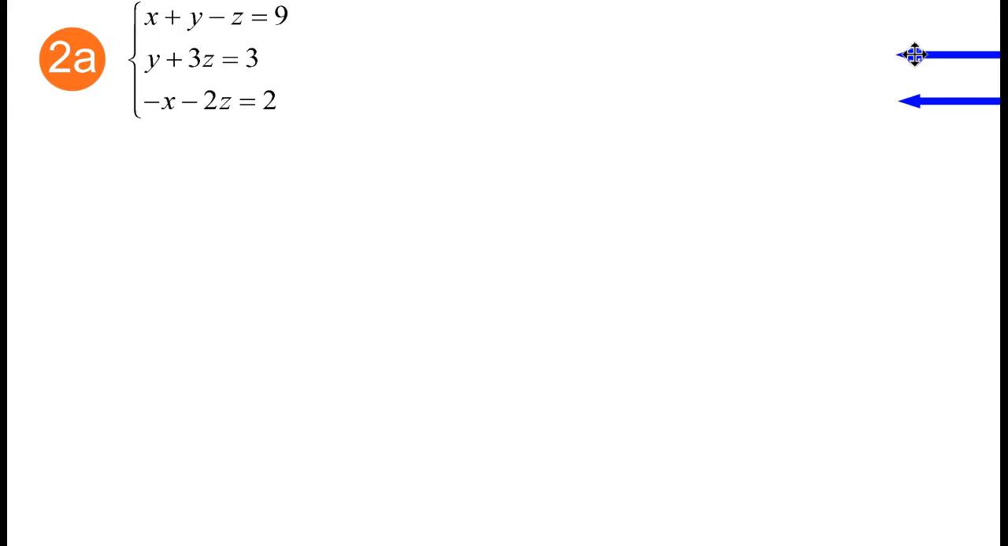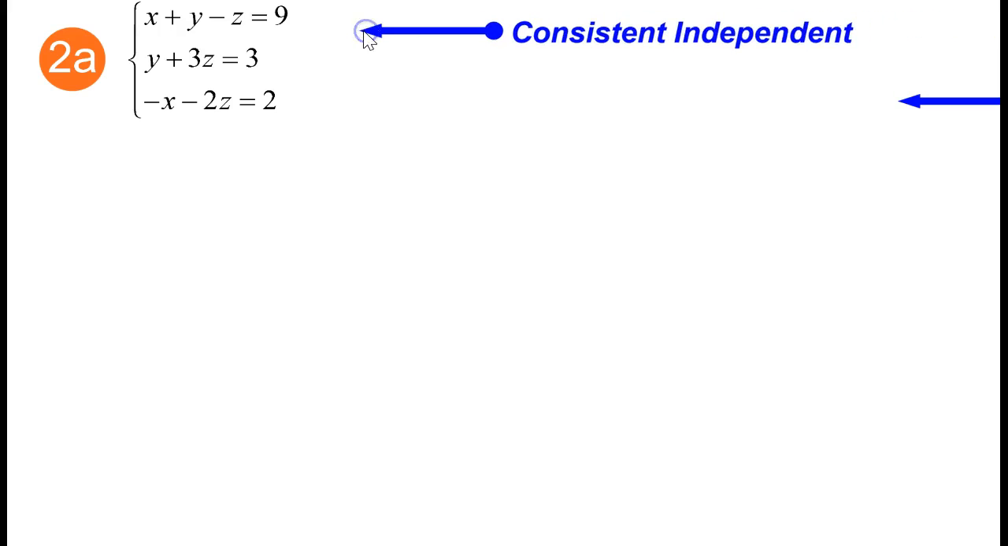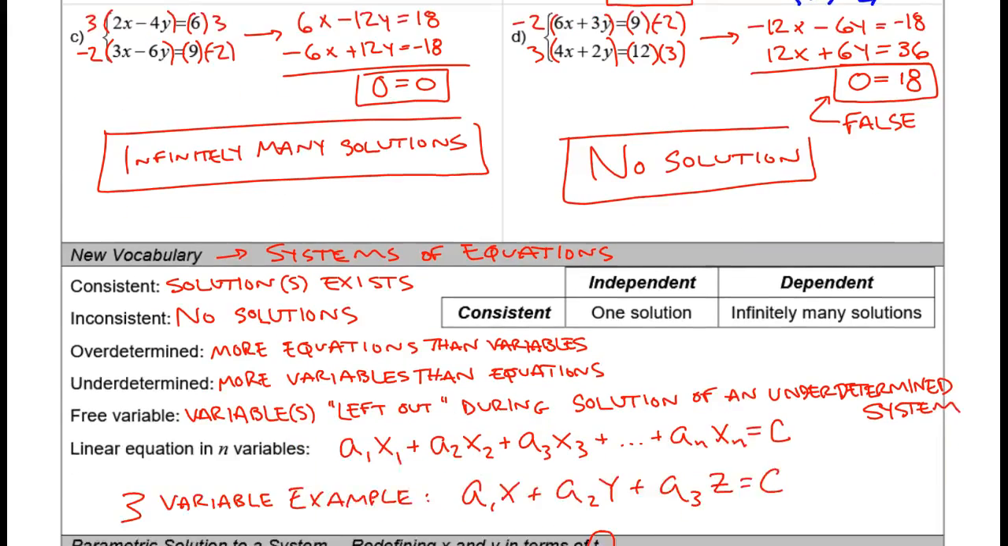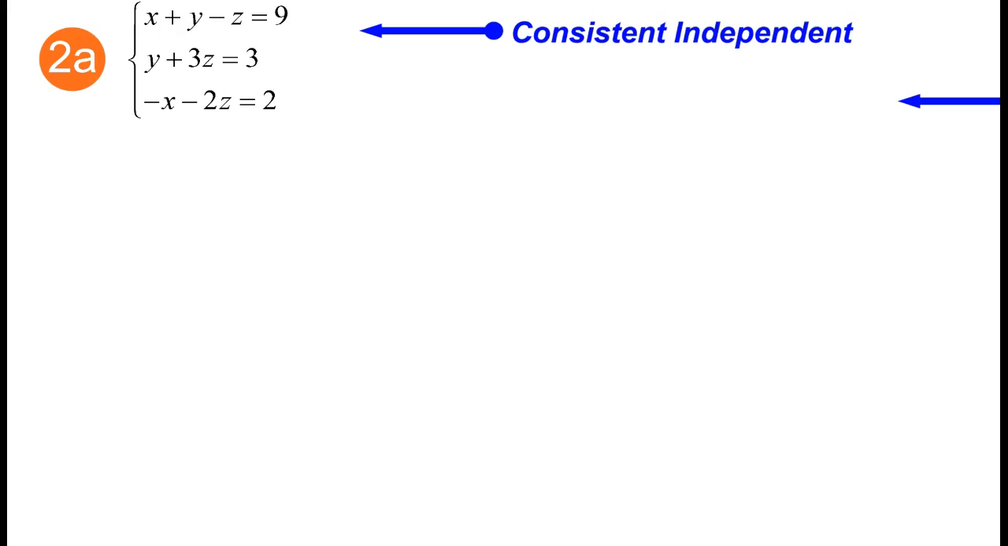We're asked to solve this system of equations, and I'm just going to give you a heads up. This system is a consistent independent system. If we look back 2 slides previous to see what that term means, a consistent independent system has one solution. So we should find one set of x, y, and z values that are the solution to this system.